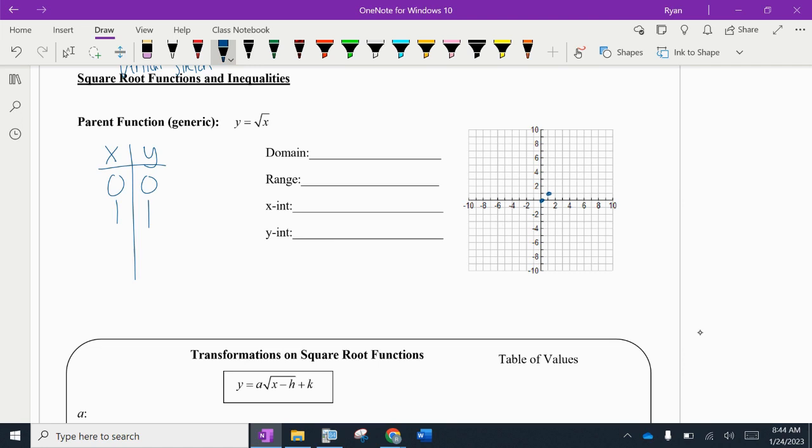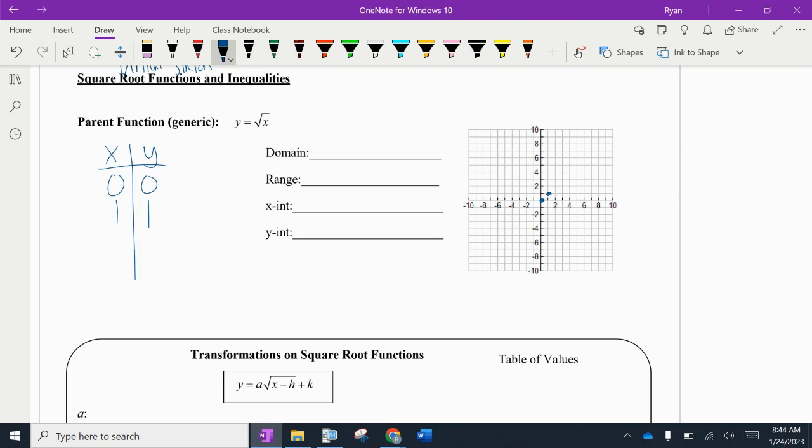Maybe it's a straight line. Maybe it curves up. Maybe it curves down. We'll start to see that in the next point we get. What if I plug in 2? What's the square root of 2? What times itself is equal to 2?